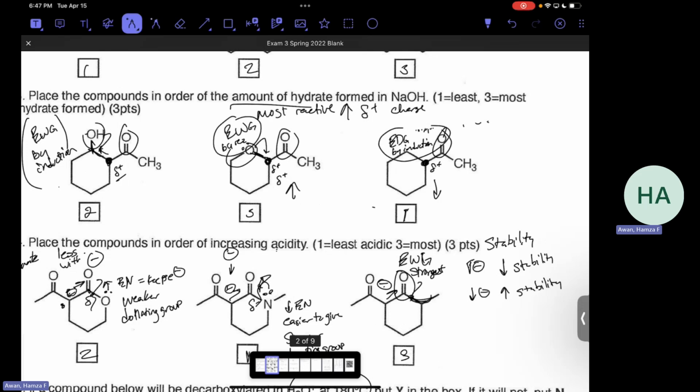So by resonance and by induction, the electron withdrawing group by resonance is going to be a lot stronger than the one by induction, right? So even though it's going to pull some electron density to increase the partial positive charge, it's not going to be as much as the one by resonance, right? So because of that, we put the numbers 2, 3, and 1, because this is going to have the highest partially positive charge, and this is going to have the lowest partially positive charge. Does that make sense?